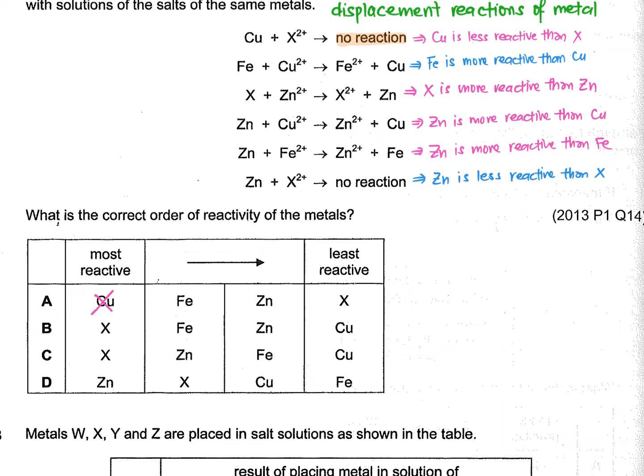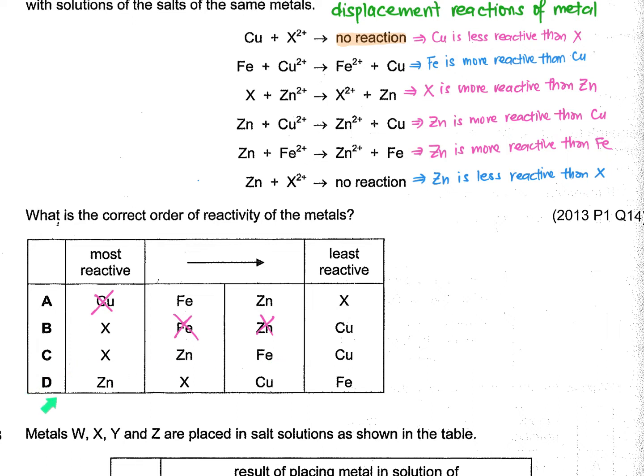Option B is also incorrect because it has placed iron to be more reactive than zinc, which we know is not true. Zinc is actually more reactive than iron. Therefore, option B is also out. Now, let's look at option C then. Option C has the correct arrangement of zinc, iron, and copper.